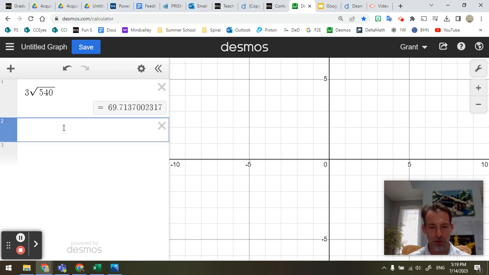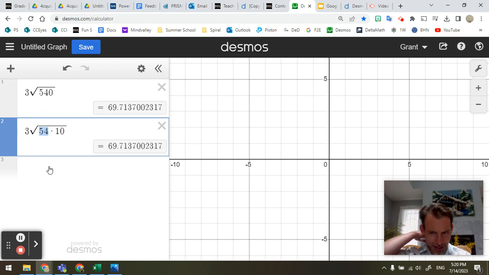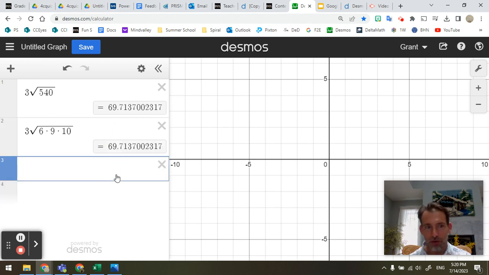Well, I could just sort of break this down. I could say this is equal to 3 multiplied by the square root of 54 times 10. And then I might say, well, 54, I think I can do that as 6 times 9? Oh, neat. So this is 6 times 9 times that. And then notice that the value there is the same as the value there. So I know that these are equivalent, all right?